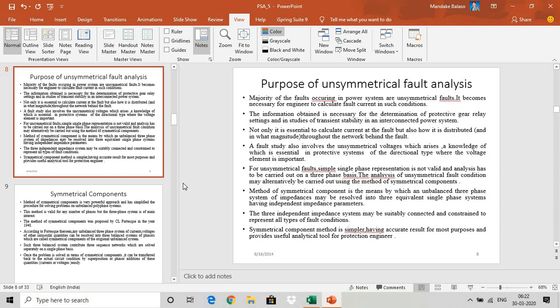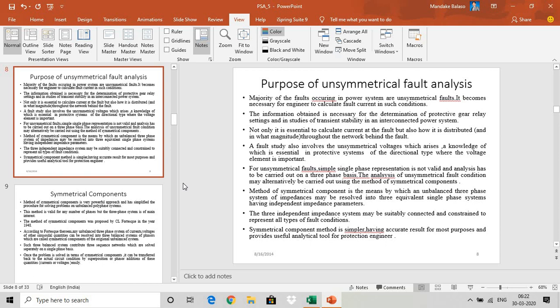Now, in case of the unsymmetrical fault analysis, the major faults that occur in a power system are unsymmetrical, and it becomes necessary for the engineer to calculate the fault current in such conditions. The information obtained is necessary for the determination of the protective gear relay setting and studies of transient stability in an interconnected power system. So what is meant by the transient stability? That point we will study in the last unit, that is power system stability.